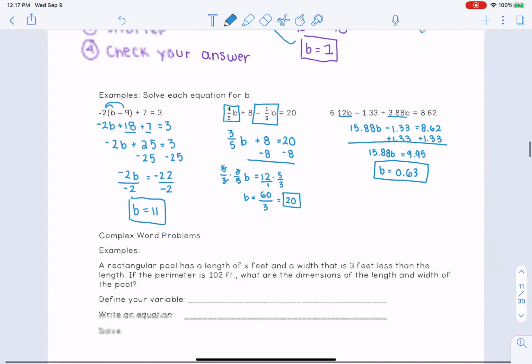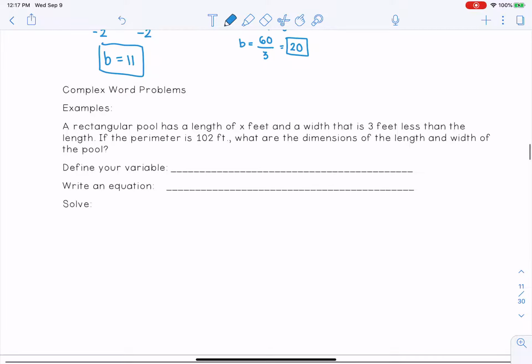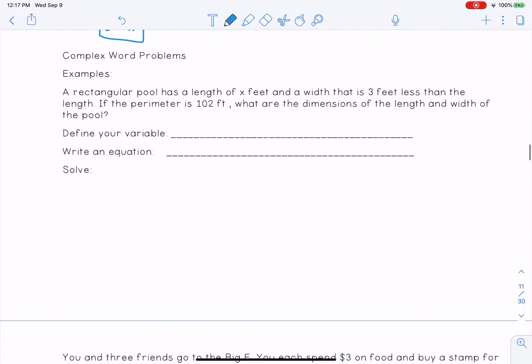All right. Now let's try some word problems. A rectangular pool has a length of x feet and a width that is 3 less than the length. If the perimeter is 102 feet, what are the dimensions of the length and width of the pool? So let's say x is the length.